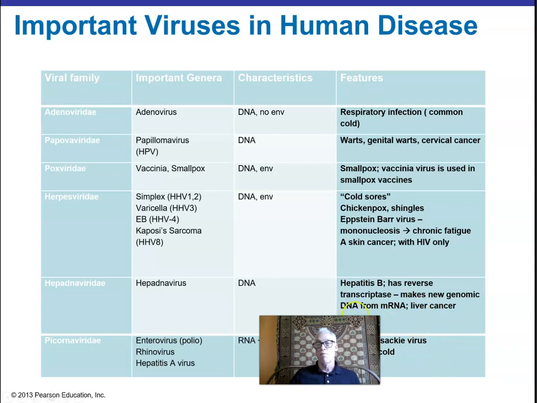Coxsackie virus causes a fairly severe sickness. Common cold viruses, rhinoviruses, are another type of virus that cause colds along with adenoviruses. Hepatitis A virus causes an acute liver infection. Hepatitis A virus will resolve on its own and doesn't last a long time like hepatitis B.